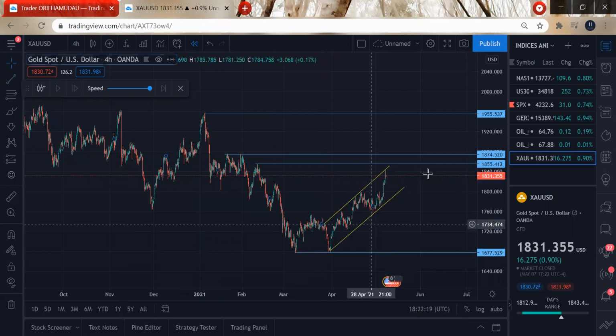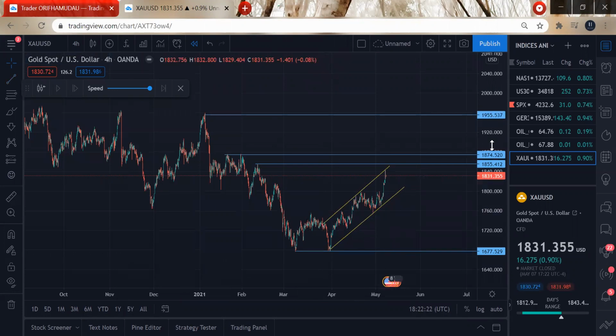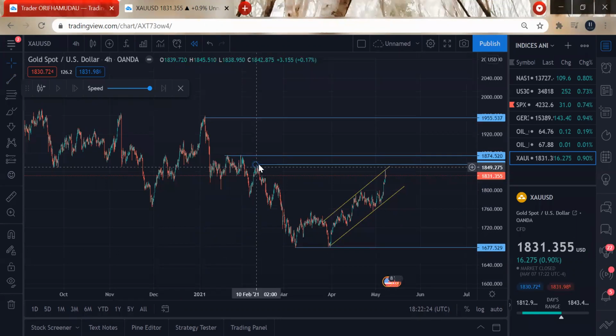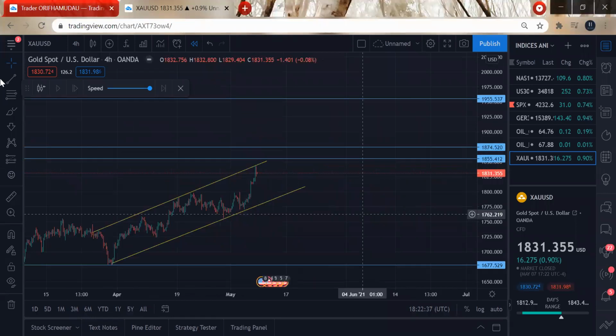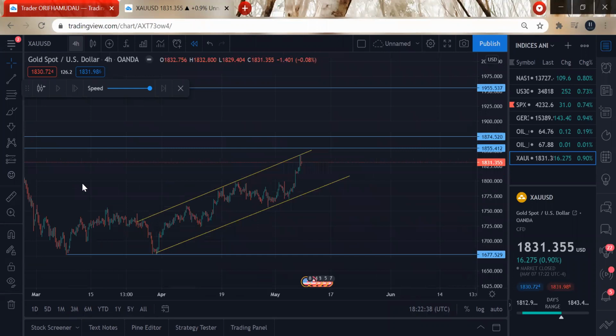So we have something like this on gold. Already, this is the forward structure, right? So we can see that it hasn't violated the previous higher highs on the left-hand side. Right? So the higher lows, it hasn't violated them. So from here, we go inside.